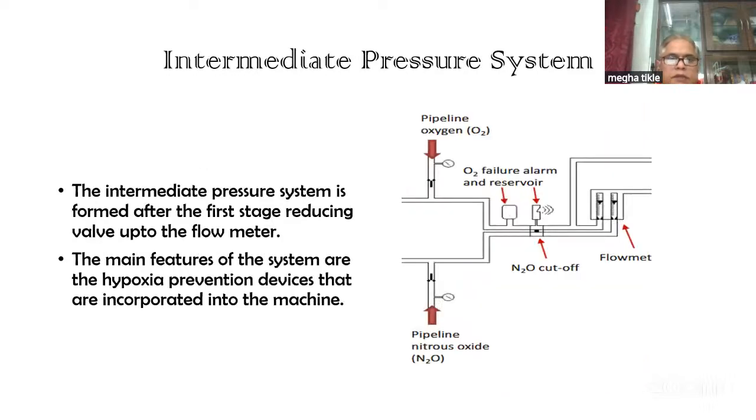Now coming to the intermediate pressure system, it starts after the first stage reducing valve and goes right up to the flow meter. The main features of this system are the hypoxia prevention devices that are incorporated into the machine, like your oxygen failure alarm, like Ritchie's whistle or oxygen shut-off valve. So all these shut-off valves are present in the intermediate pressure system.